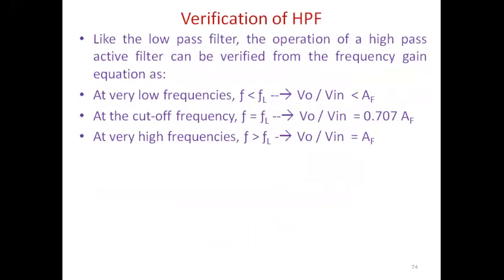Verification of the high pass filter. For verification of the high pass filter, we have three conditions: what will happen at lower frequency, then at the cutoff frequency, then at higher frequency. At lower frequency, the gain V0 by V input becomes less than the pass band gain. At the cutoff frequency, it is equal to 70.7% of the pass band gain. At higher frequency, it is exactly equal to the pass band gain.